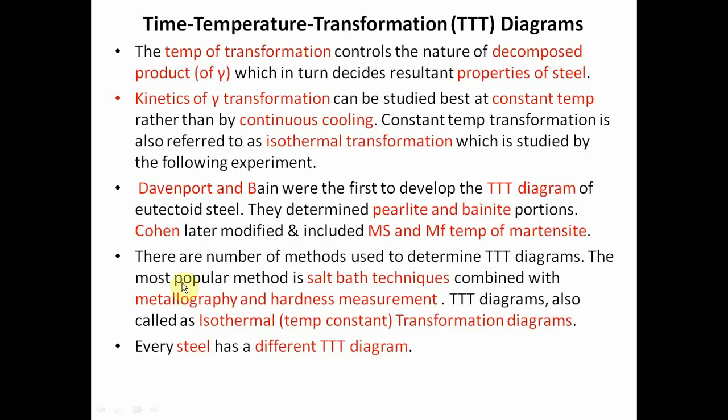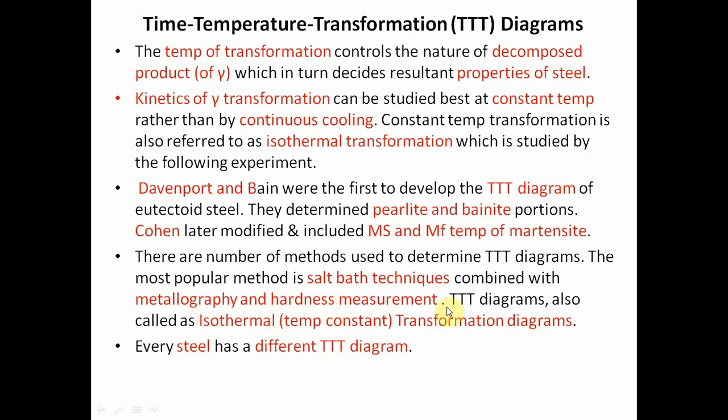So while plotting this TTT diagram, it requires carrying out an experimental setup that requires various equipment. That equipment includes a salt bath furnace, and a number of steel samples. There are a number of methods used to determine the TTT diagram. The most popular method is the salt bath technique combined with metallography and hardness measurement.